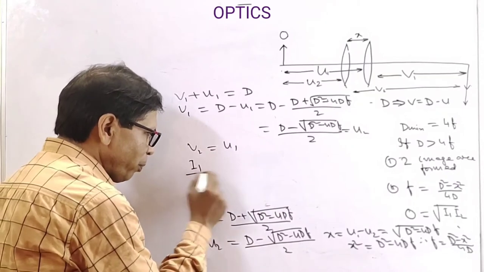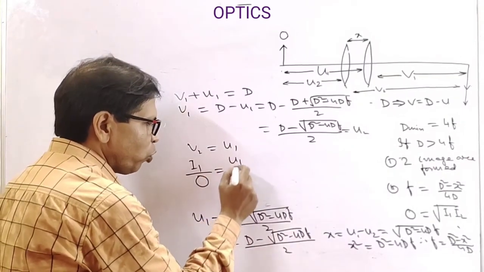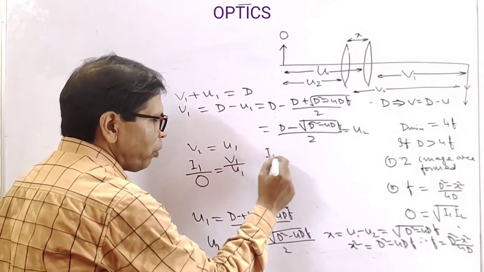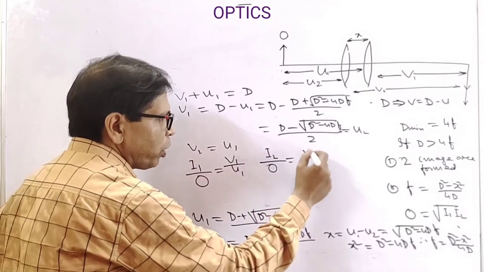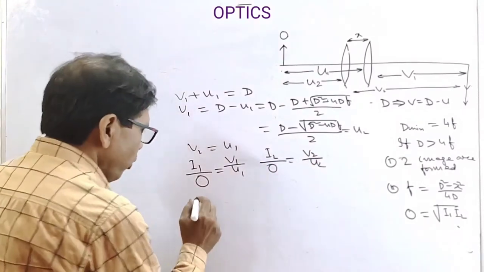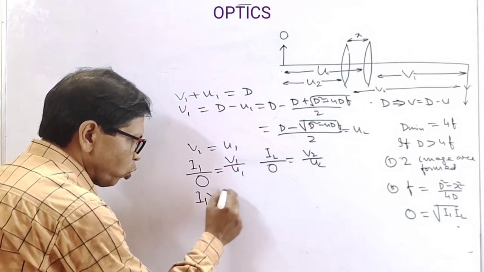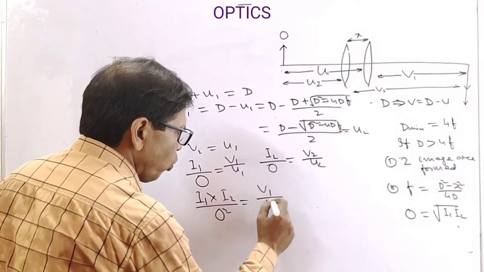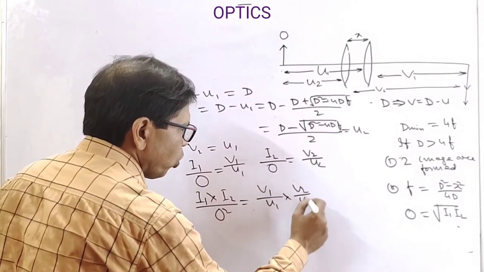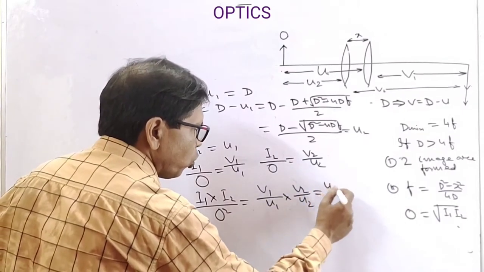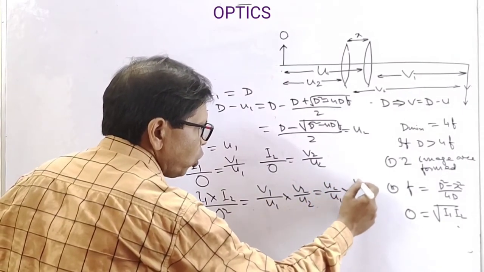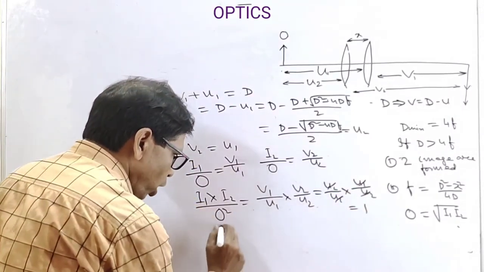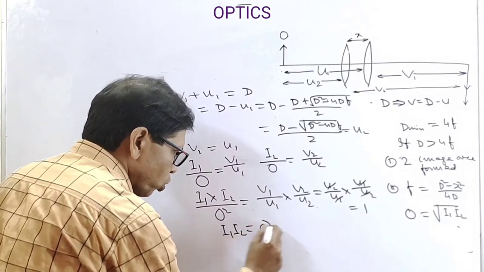Now size of the image by size of the object equals v1 by u1, and size of the image by size of the object equals v2 by u2. Now multiplying I1 into I2 divided by O square equals v1 by u1 into v2 by u2. Now v1 means u2 by u1 into u1 by u2. So this is the one. Therefore I1 I2 equals O square.